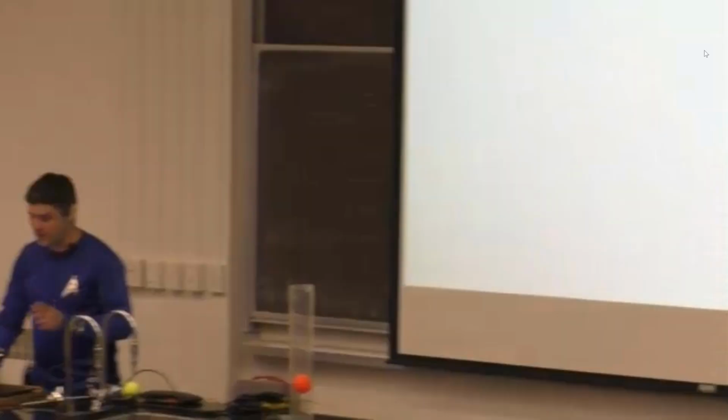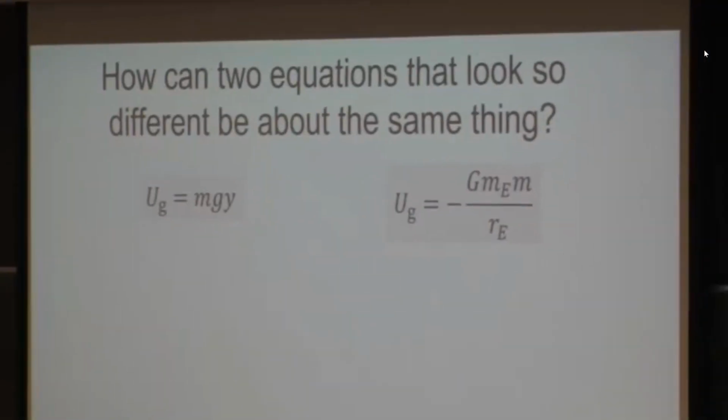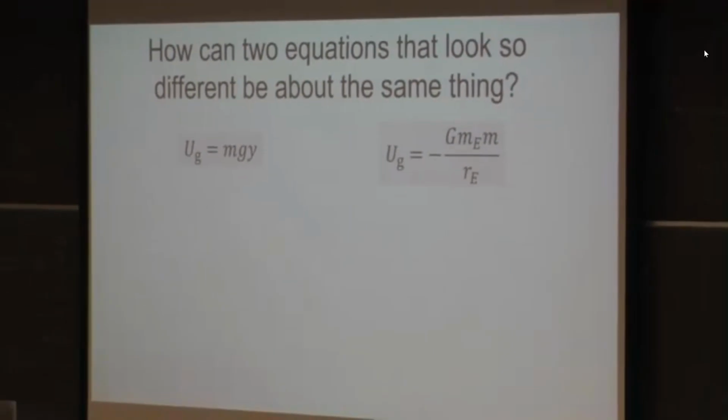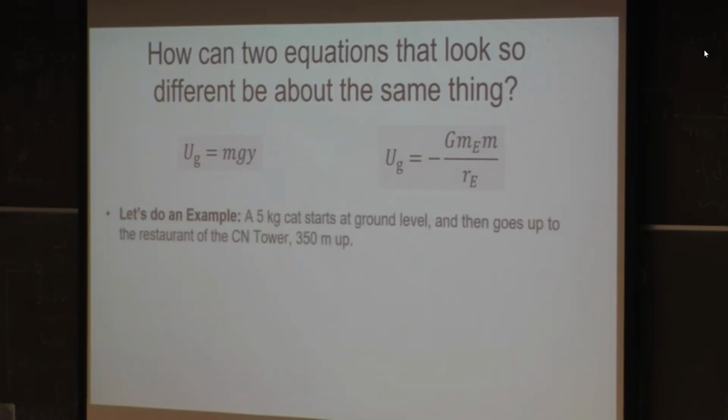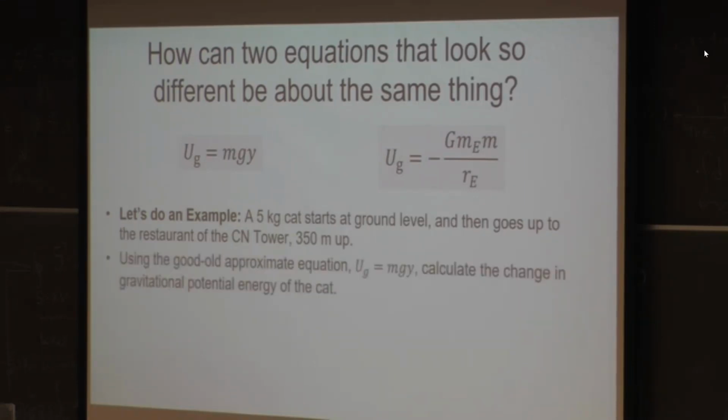Okay, so here's another question. How could two equations that look so different be the same? You might have convinced me with the mg being the same as the GMm over r squared, kind of. But one's negative and one's positive, and that gets a little fishy for me. But we could try it with an example. Let's take our cat to eat a dessert at the CN Tower restaurant. I don't know why anyone would do that. Maybe just tuna.